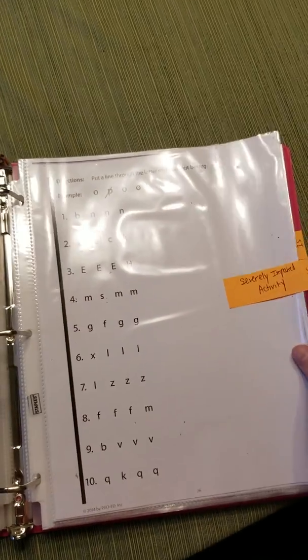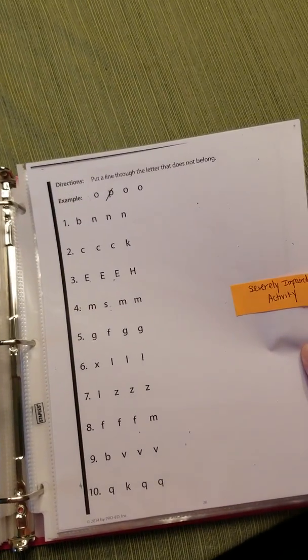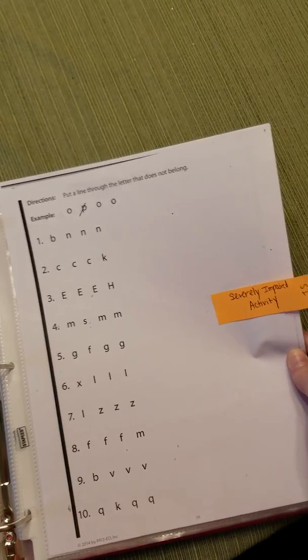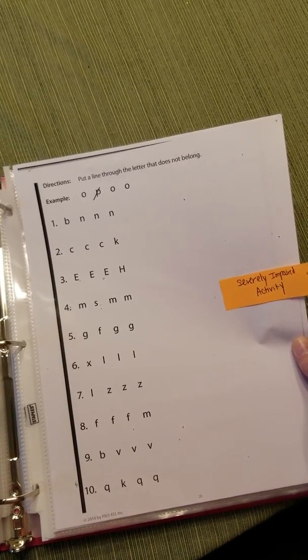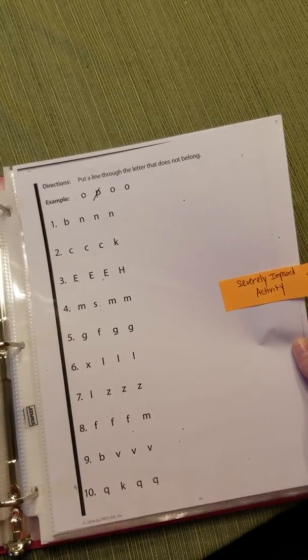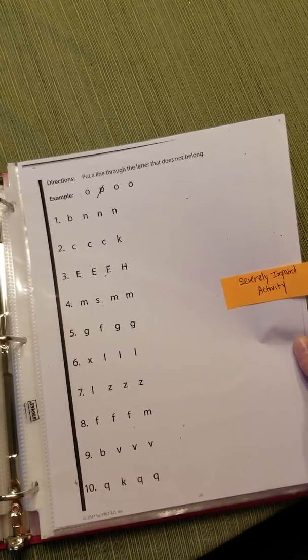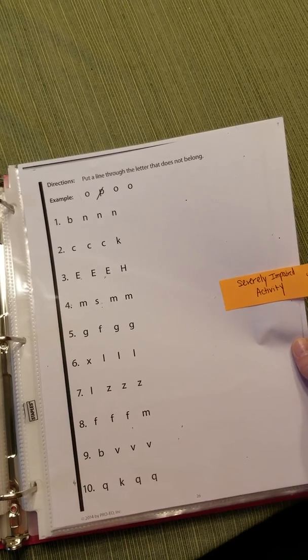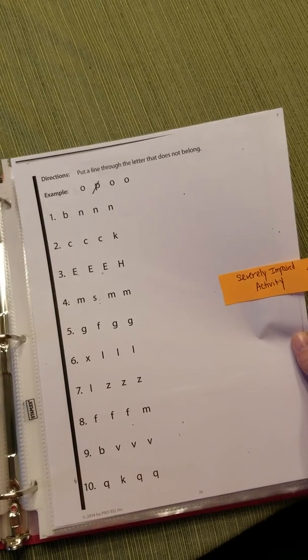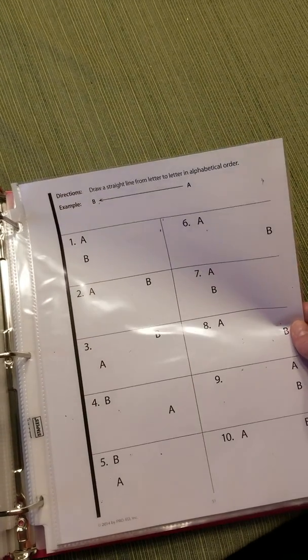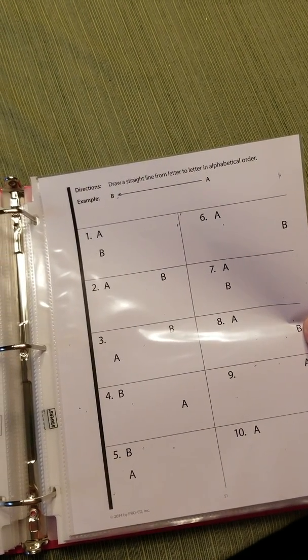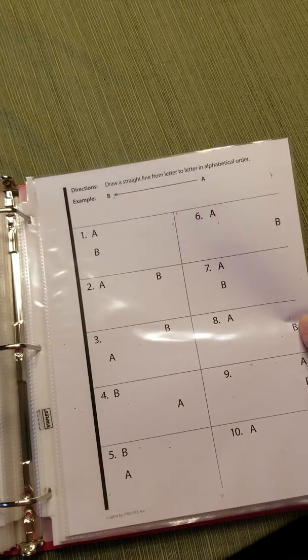Here's my severely impaired patient activity. It's just deciding which letter does not belong in the set. So they should be able to see that, you know, there are 3 of the same letter and there's one that doesn't belong, and then actually crossing out the one that doesn't belong. This one is more advanced. You're drawing a line between the letters in alphabetical order.